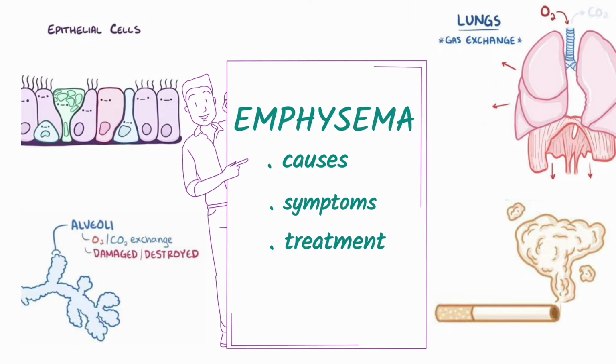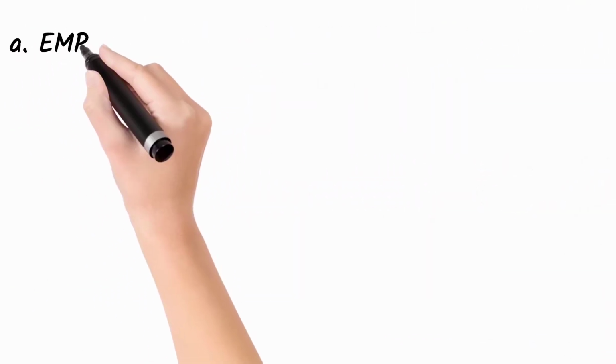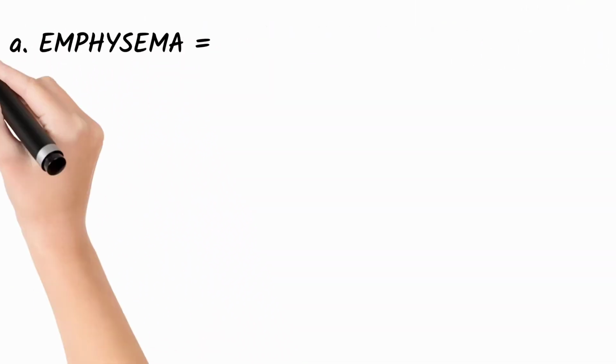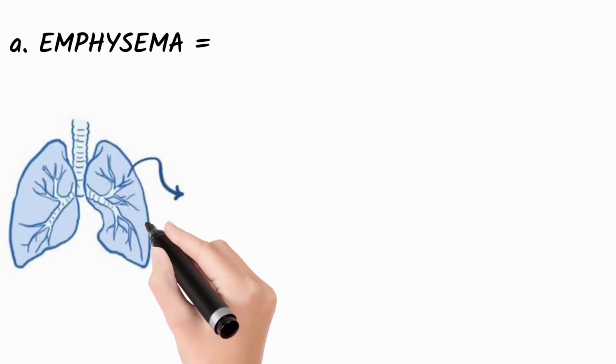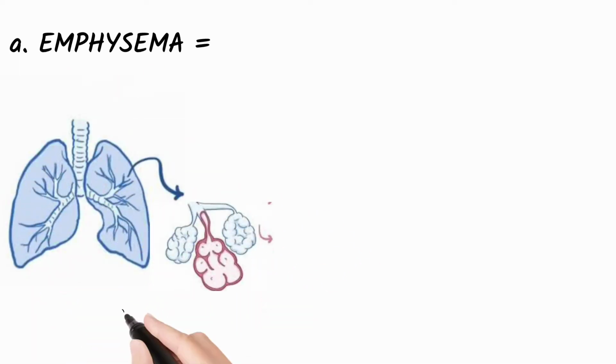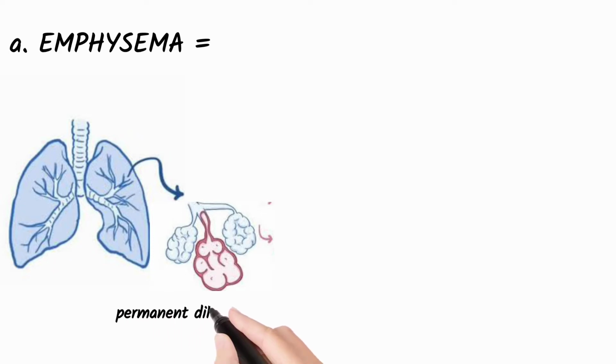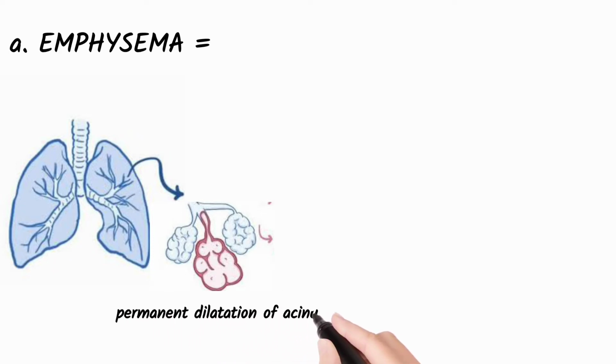Today we will discuss emphysema. It is an obstructive lung disorder. It mainly involves the acinar part of the lung and is characterized by permanent dilatation and destruction of the acinus wall.